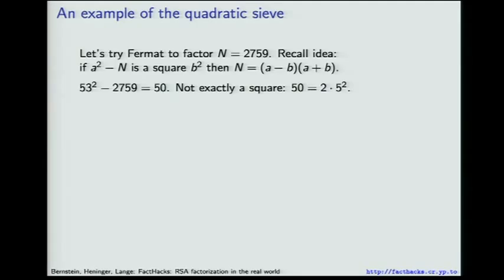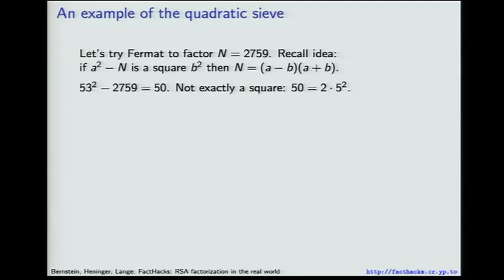The quadratic sieve starts with that Fermat method you heard about. Remember, the idea there was to try to find a square as a squared minus n. So a was like the square root of n, or maybe that plus 1, plus 2, and so on. You keep searching for numbers that, if you square them and subtract n, give you a square. So let's try that for n equals 2759, which is not very big.